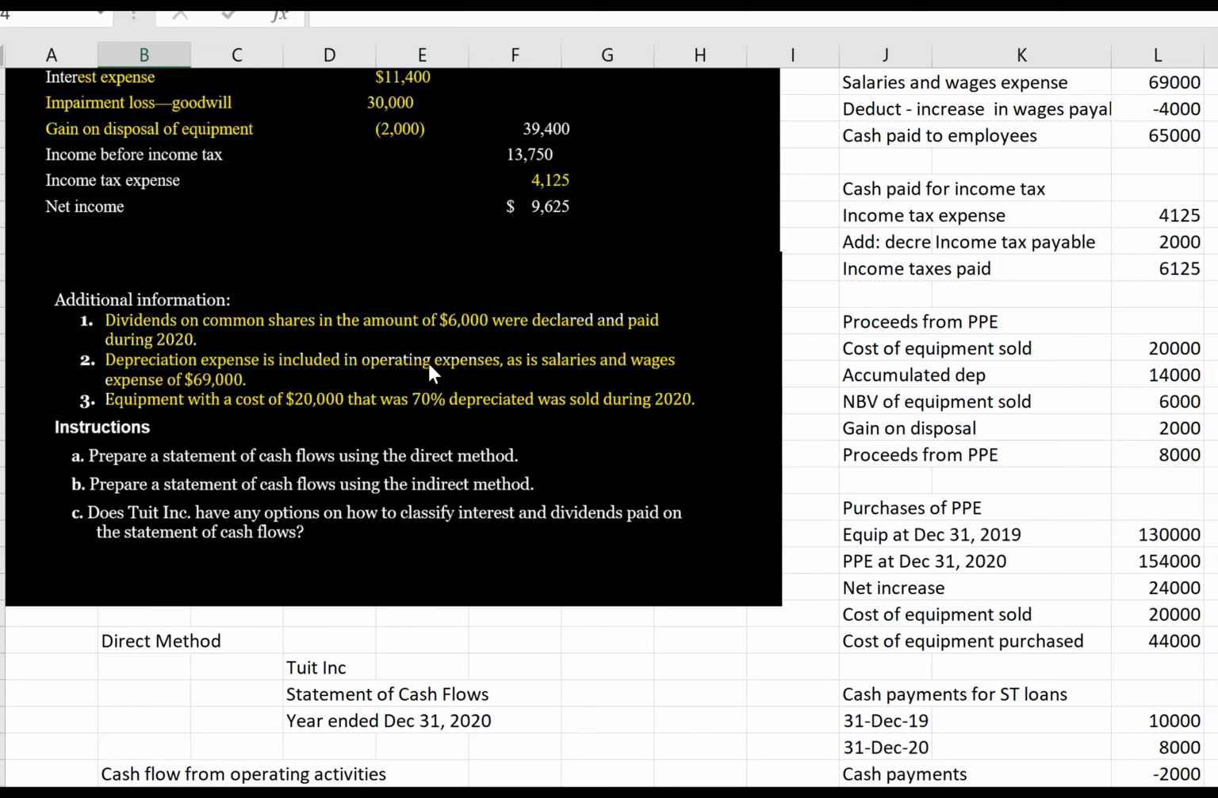We've got the fact that depreciation expense was included in operating expenses. We took it out, and we dealt with salaries and wages payable as a separate line. Equipment with a cost of $20,000. We use that both to calculate depreciation expense and to figure out our purchases of PP&E. And we use the 70% depreciation to also prove out the proceeds from PP&E. So we've dealt with everything here. I think we're in great shape.